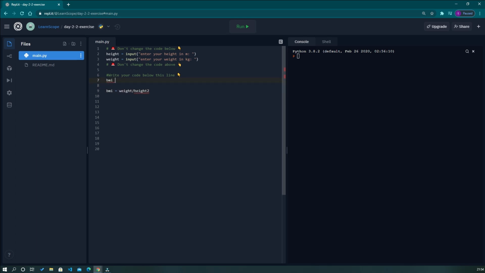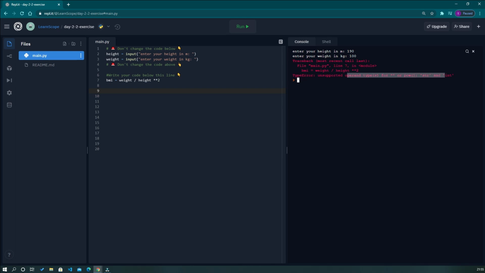So BMI equals weight divided by height squared. So I know that's the syntax for height squared. Okay, let's just run this. I'm just going to put something random down. 190 in meters, kilograms, let's say 100. Oh, unsupported operand type for string power. Okay, oh, it says it's a string, it needs to be converted to a number.